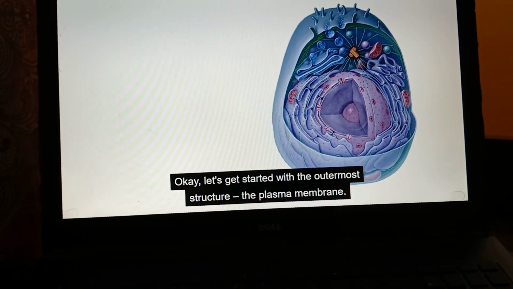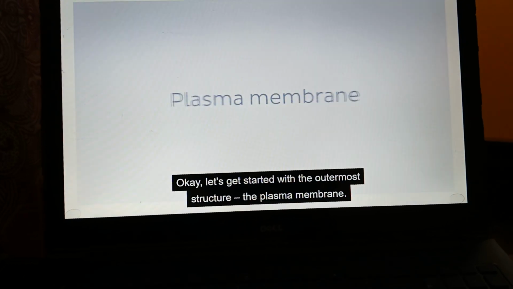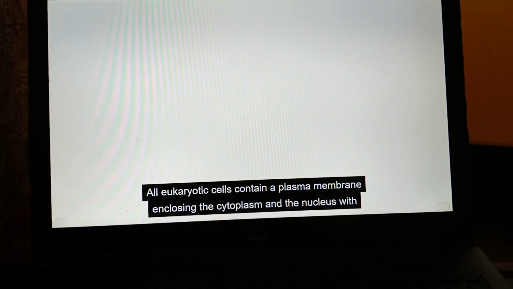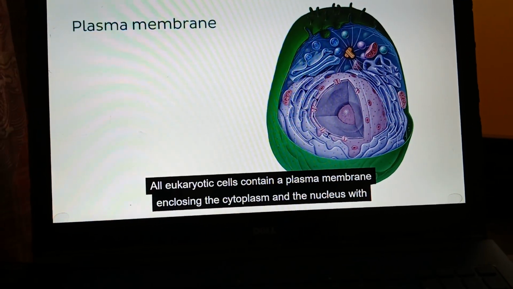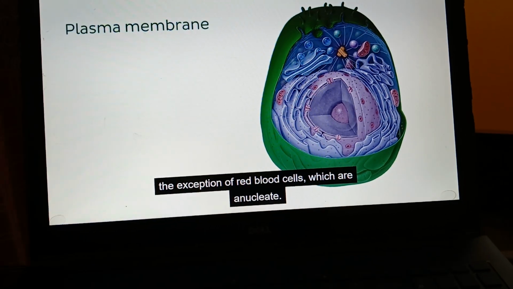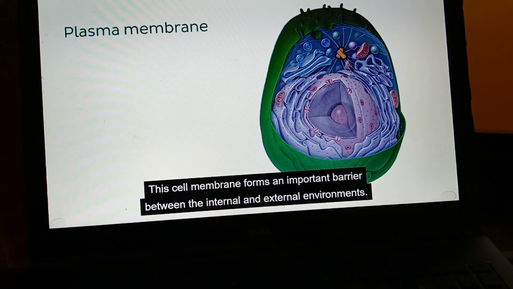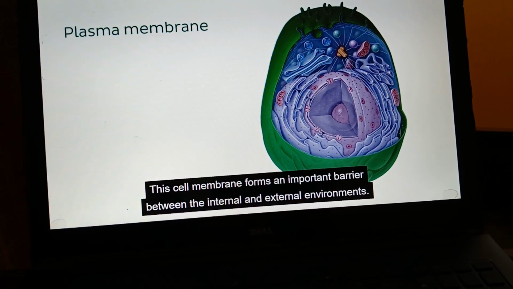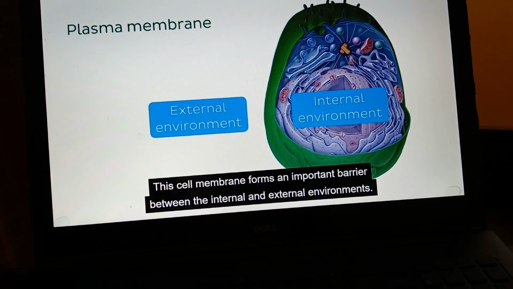Okay, let's get started with the outermost structure, the plasma membrane. All eukaryotic cells contain a plasma membrane, enclosing the cytoplasm and the nucleus, with the exception of red blood cells, which are anucleate. This cell membrane forms an important barrier between the internal and external environments.